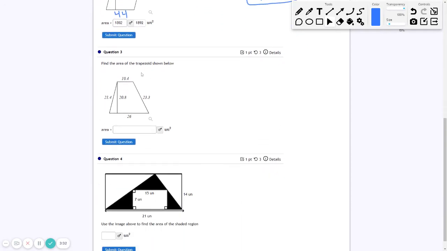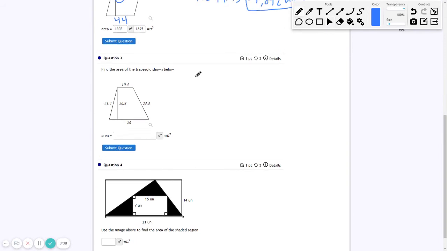Now, trapezoids are a little bit different because the formula is going to look a little bit weird. If we remember, it's going to be area is equal to base 1 plus base 2 times the height divided by 2, or writing just 1/2 times base 1 plus base 2 times the height. So how do we know what base 1 and base 2 is? Well, it doesn't really matter as long as you understand that you're adding the two bases together. I like to put my top as base 1, my bottom as base 2.